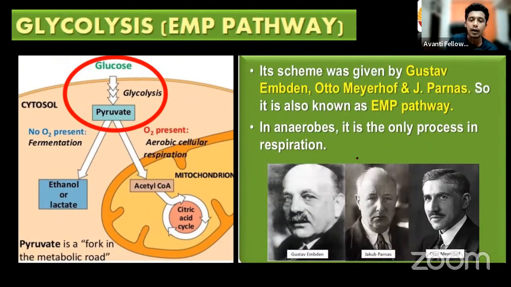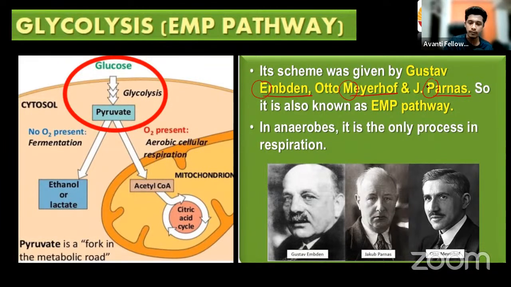And why do we call this glycolysis the EMP pathway? Before it was termed glycolysis, which is a Greek word, where glyco means sugar and lysis means breakdown, this scheme was given by 3 scientists. Who are they? E is Emden, M is Meyerhof, and P is Parnas. We have 3 people, which is why we have the EMP pathway. These scientists were responsible for illustrating the process of glycolysis.